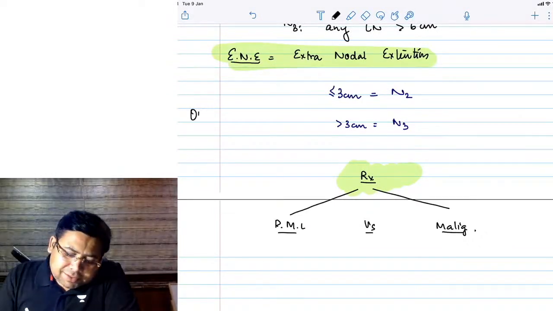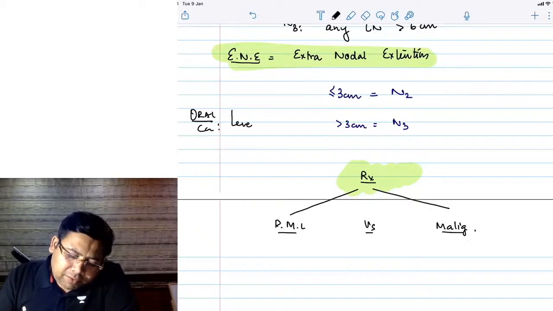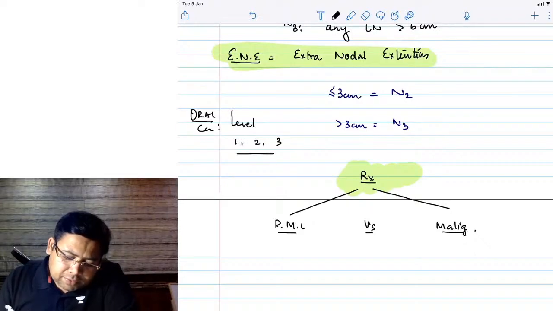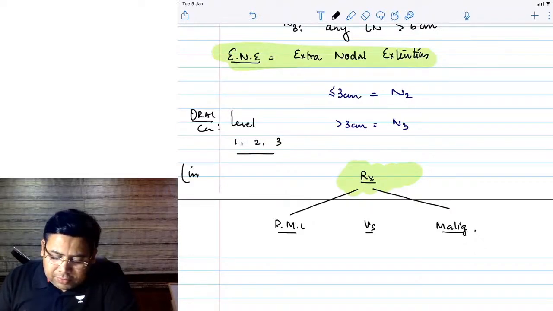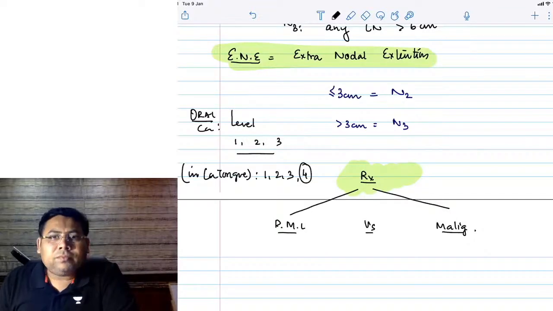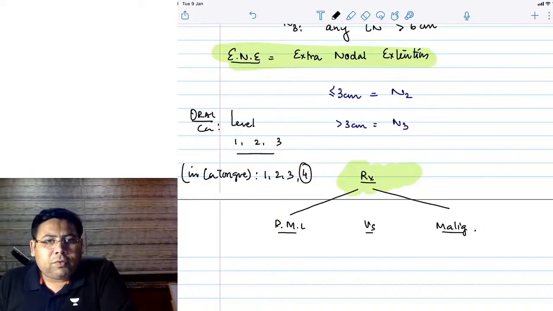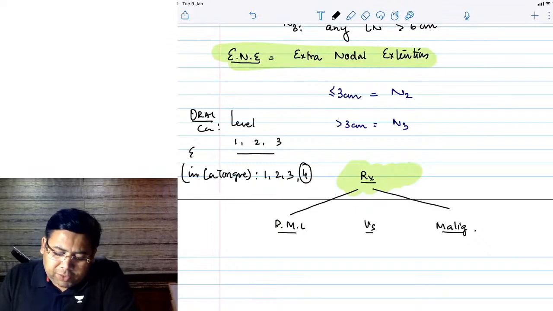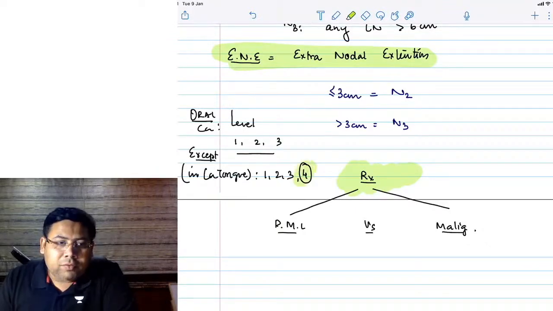In oral cancers, generally level 1, level 2, level 3 are involved. In CA tongue, 1, 2, 3, even 4 may be involved. So level 1, 2, 3 except for CA tongue, where even level 4 can be involved.